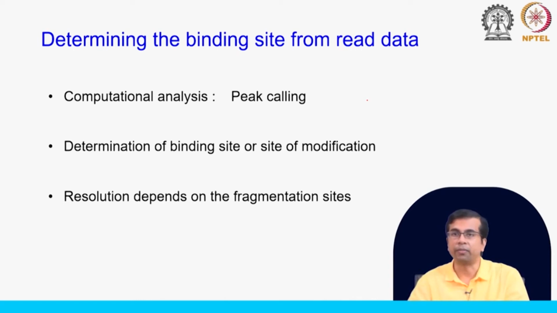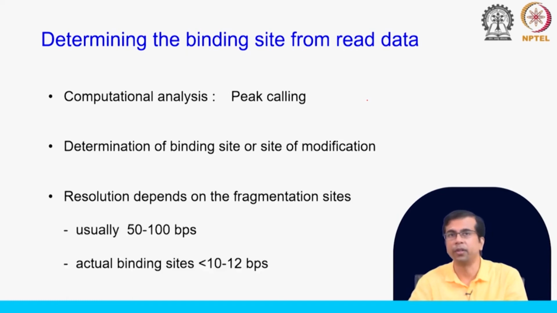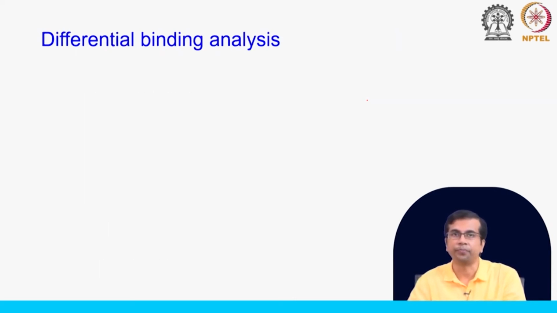Why? Because if these fragments are small, then the reads will come close to the actual binding site, and in that case inference would be better. But if the fragments are large, the reads will be concentrated towards the end of the fragment, and then inference will be much more difficult. This resolution is usually 50 to 100 base pairs, but the actual binding sites of transcription factors are even less than 10 base pairs, up to 12, 15 base pairs. So you can see that there is a huge scope for improvement using this ChIP-seq method.